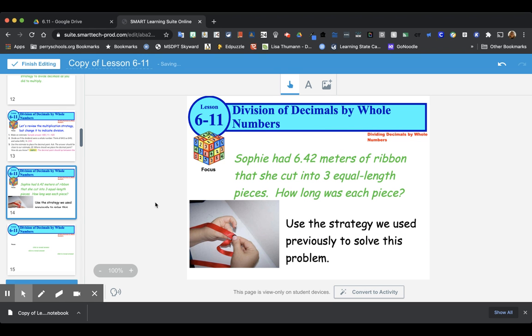So let's use that strategy for this problem here. Sophie had 6 and 42 hundredths meters of ribbon that she cut into 3 equal length pieces. How long was each piece? So you want to use the strategy that we just talked about to solve this problem. You've got 6.42 divided by 3 equal pieces. Pause the video and work that out.